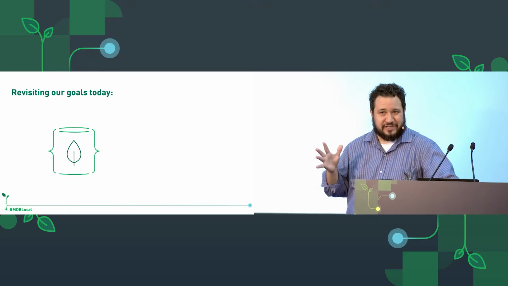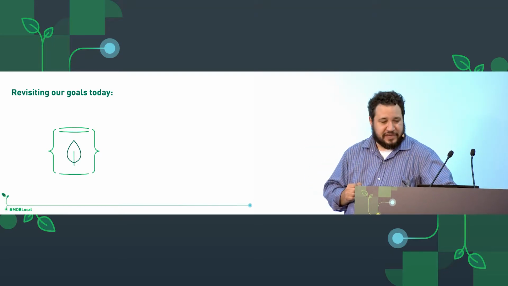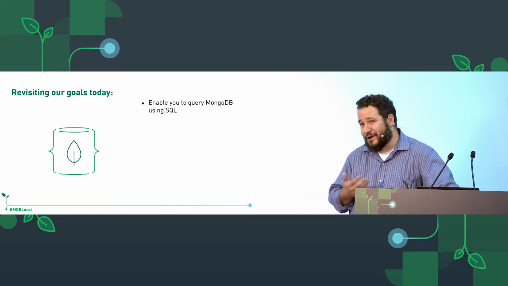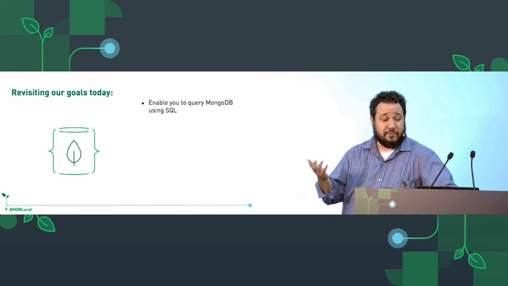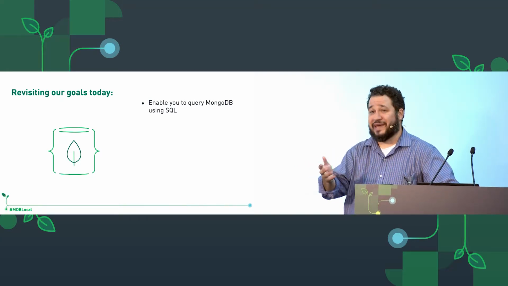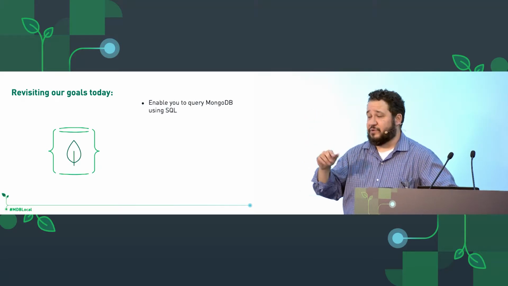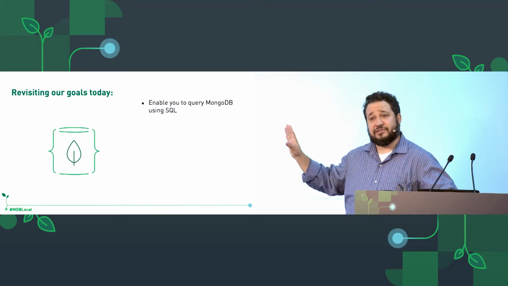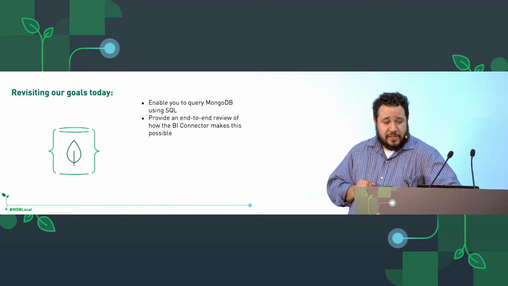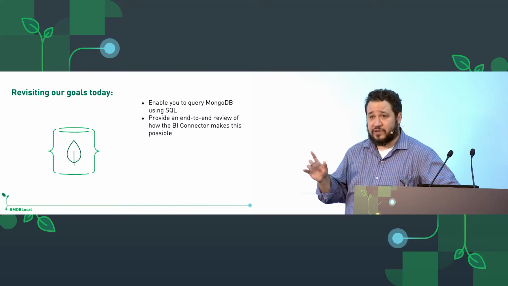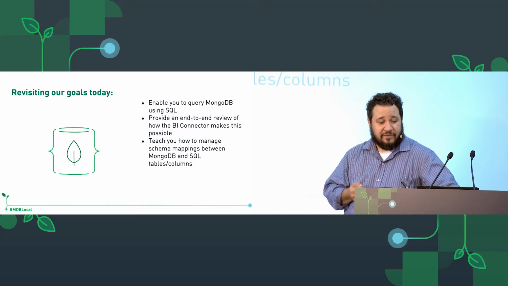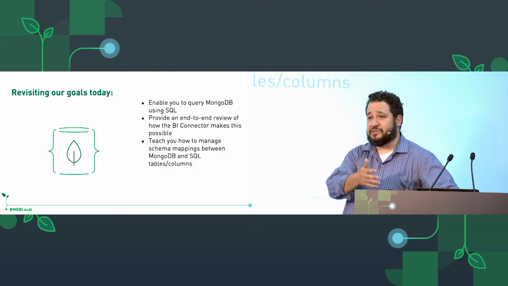So let's revisit some of the goals today. I've blazed through this presentation a little quicker than I expected. But what did we want to accomplish? I wanted to enable you to query MongoDB using SQL. I think I've given you the basics on that. I have two blog posts up written with my colleague Meir, so you can reference those and run through these examples on your own. I gave you an overview of how the BI connector works, how we handle that translation, and how we represent it as a MySQL database. I've taught you how to manage the schema mappings, whether you're going to use default sampling or create a custom schema on your own.